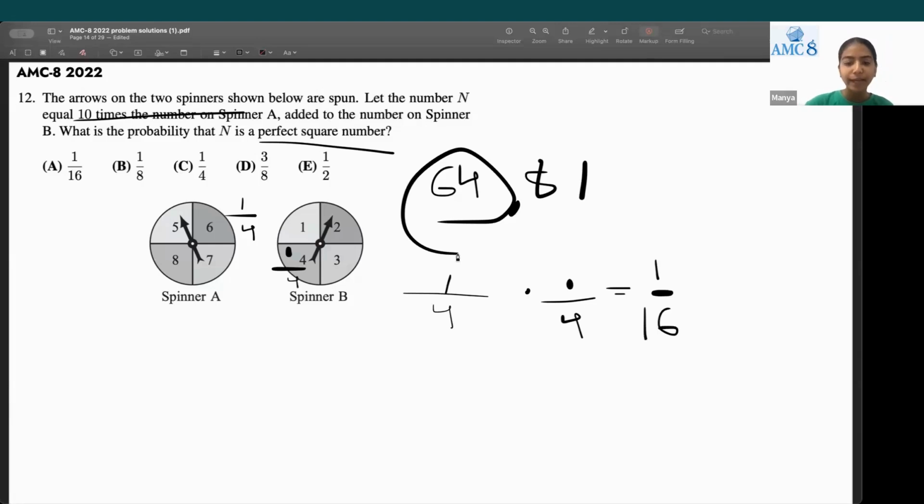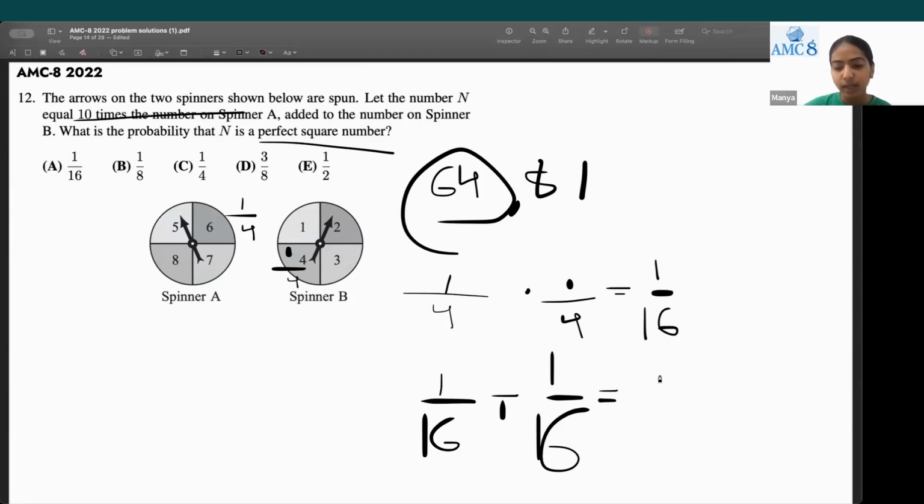But what is the probability for 81? Well, it's the same thing. There's a 1/4 chance for 8 and a 1/4 chance for 1. So that's 1/16 as well. And we don't multiply these two, because we already know there's a 1/16 chance of getting 81 and a 1/16 chance of getting 64. We can just add them. So 1/16 plus 1/16 is equal to 2/16, which if we divide by 2, we're going to be getting 1/8. And so the total probability for n to be a perfect square number is 1/8.